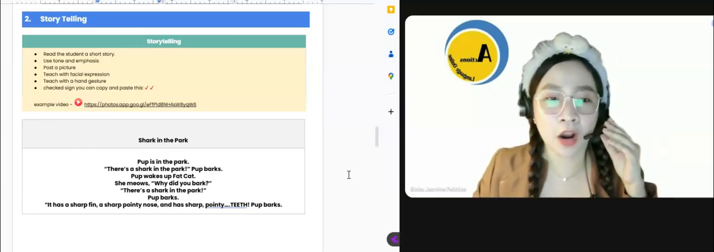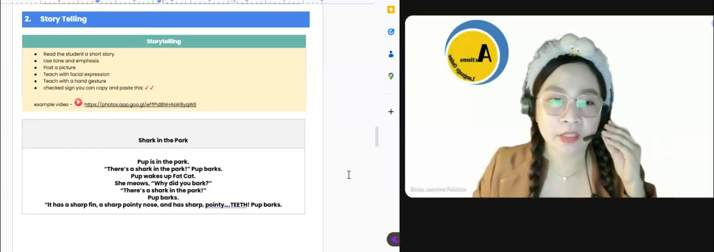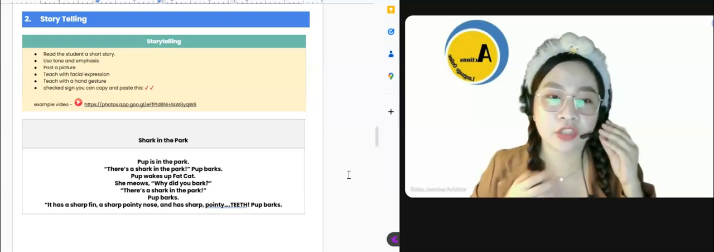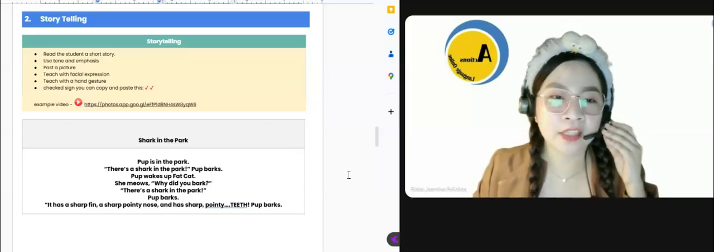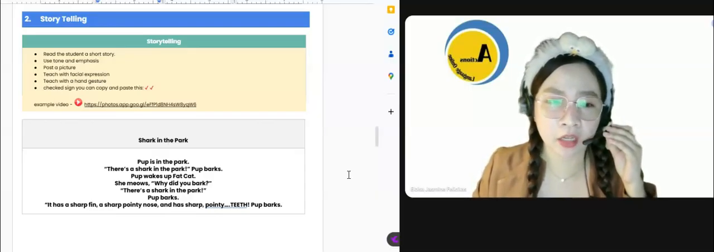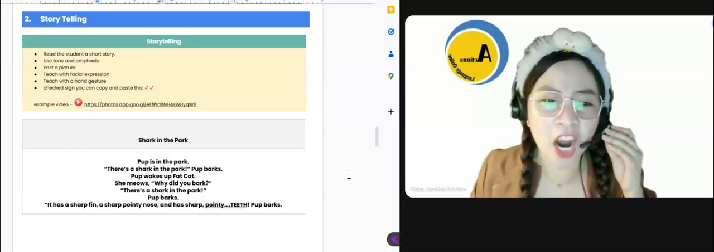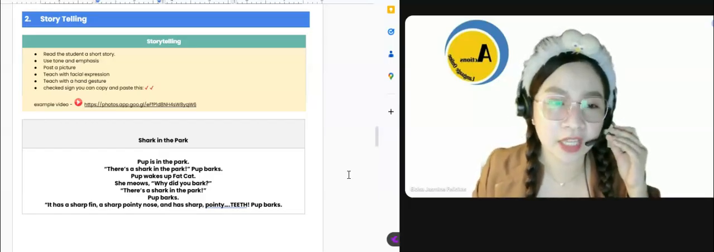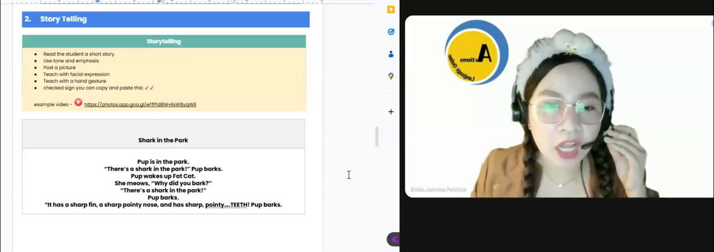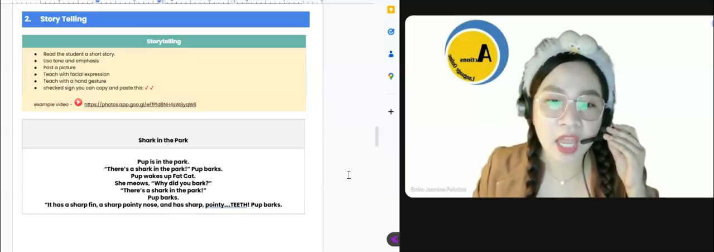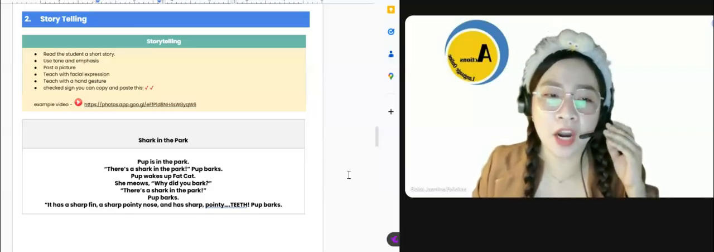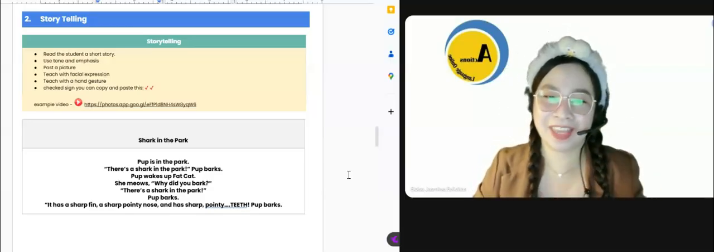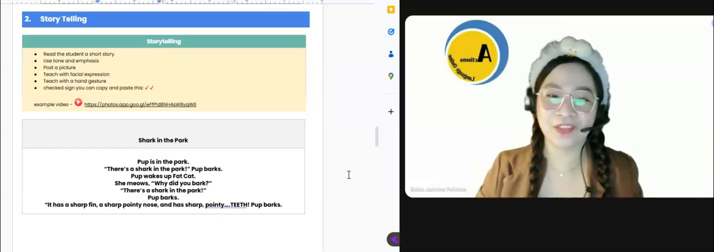Shark in the park. Pop is in the park. There is a shark in the park. Pop barks. Pop wakes up Fat Cat. She meows, "Why did you bark? There's a shark in the park." Pop barks. It has a sharp fin, a sharp pointy nose, and sharp pointed teeth. Pop barks.